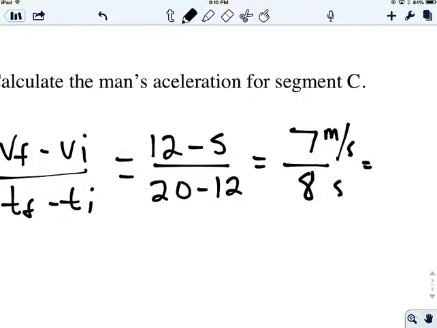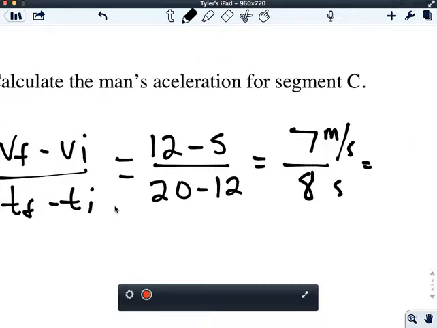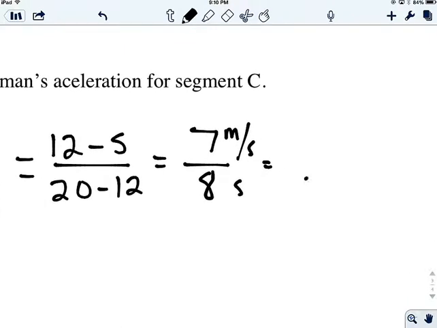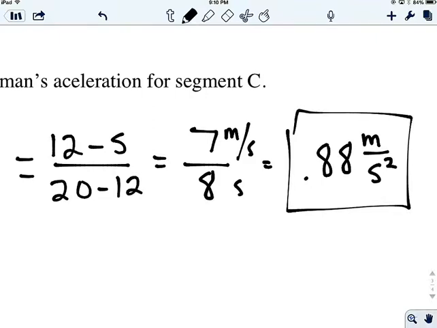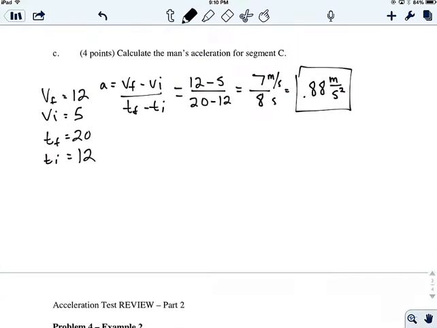So I'm just going to go ahead and go to my calculator here. So I'm going to clear, and then 7 divided by 8 equals 0.875, so we'll call it 0.88. We'll say that it is 0.88 meters per second squared. That's my acceleration. Nice. All right, guys, that's it. Get to work.